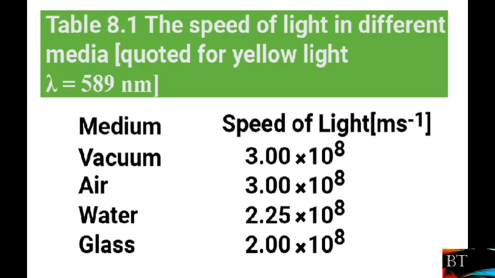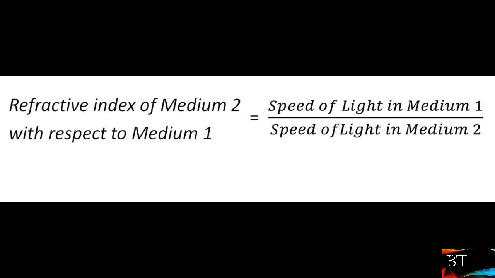As we all know, refraction is directly related to the speed of light in a medium. So, we can connect refractive index with the speed of light in such a way that the refractive index of the second medium with respect to the first medium is equal to the ratio of the speed of light in the first medium to the speed of light in the second medium.